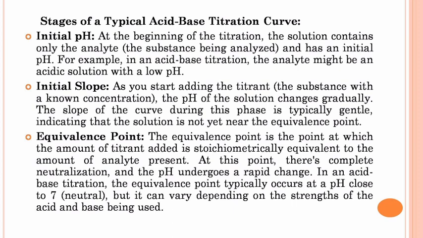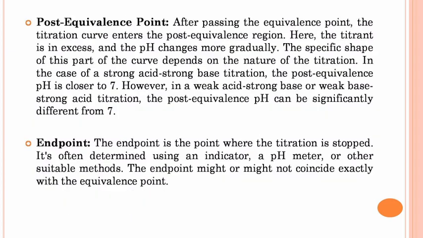Third, equivalence point. The equivalence point is the point at which the amount of titrant added is stoichiometrically equivalent to the amount of analyte present. At this point, there's complete neutralization, and the pH undergoes a rapid change. In an acid-base titration, the equivalence point typically occurs at a pH close to 7, neutral, but it can vary depending on the strengths of the acid and base being used. Fourth, post-equivalence point. After passing the equivalence point, the titration curve enters the post-equivalence region.